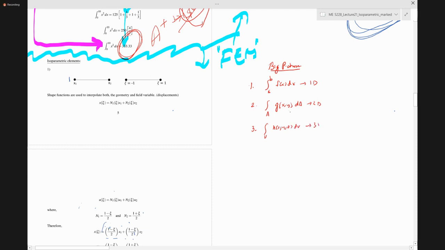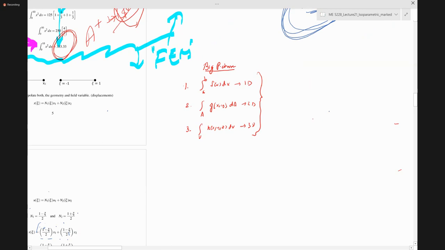And Ku equal to F looks like integral B transpose D B dV in general. F looks like integral over the, let's say, volume N transpose Fb dV. These are how the load vectors are integrated. These are how the stiffness is integrated. This could be this, or this, or this in 1D, 2D, 3D. The key is this one: for a bar element, it's like this. For a triangle, it's like this. For a quadrilateral, it's like this. For a tetrahedral, it's like this.